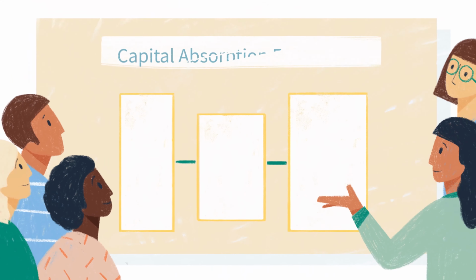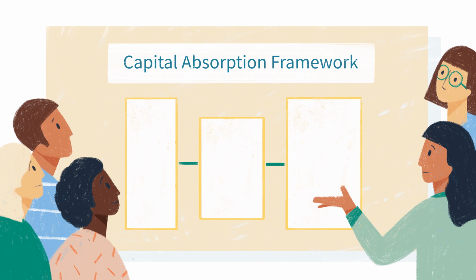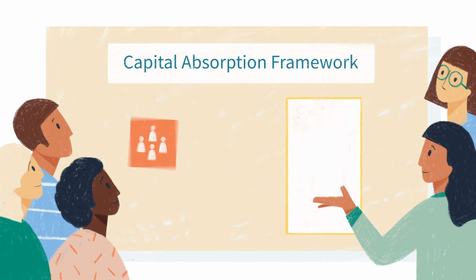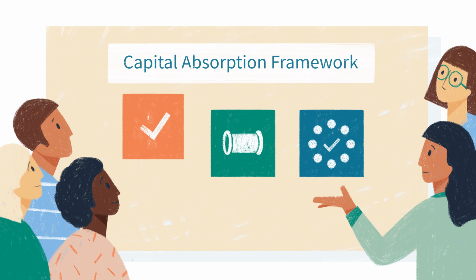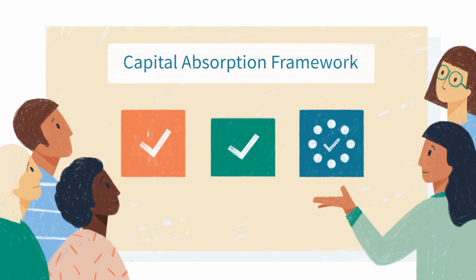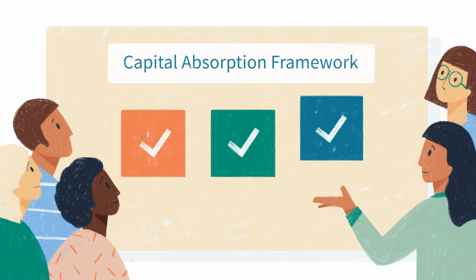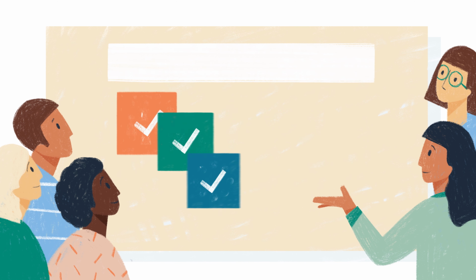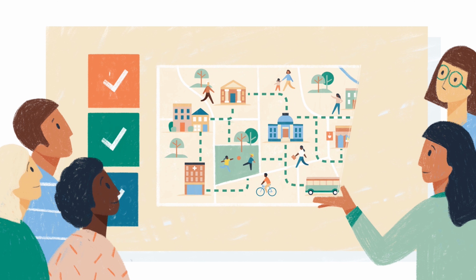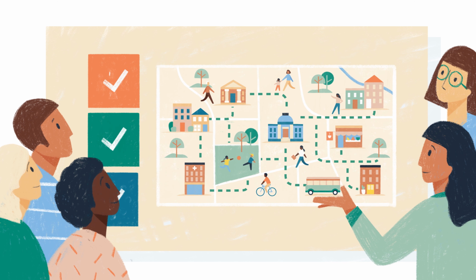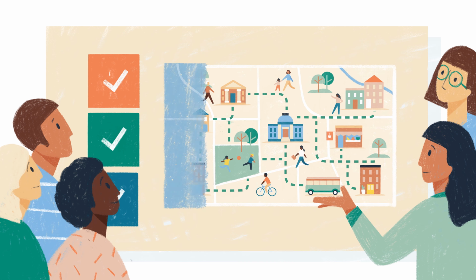Using the capital absorption framework helped the Cityville stakeholders see the big picture of their community investment system. They identified missing stakeholders and unseen opportunities, as well as recognized uncoordinated activities and systemic barriers. With this knowledge, the stakeholders began to build a shared foundation for community investment in Cityville.